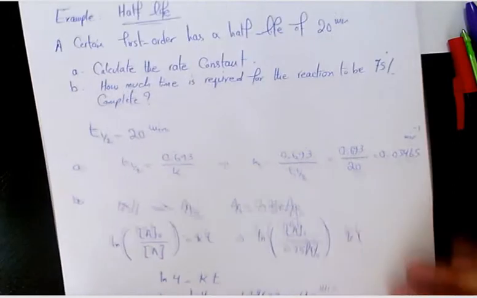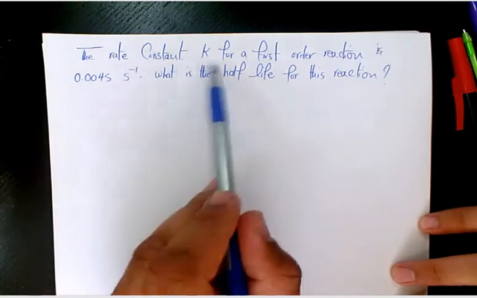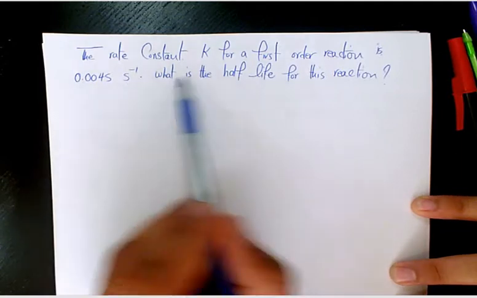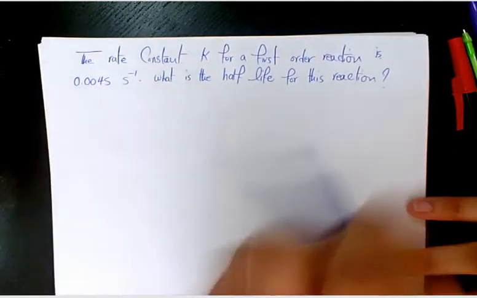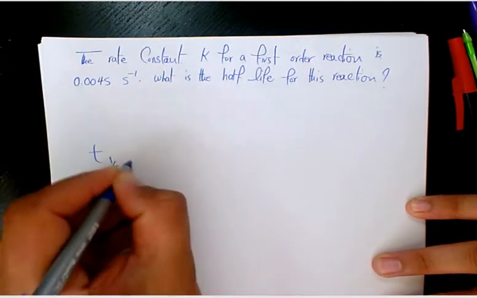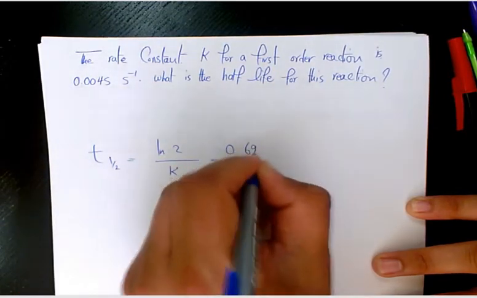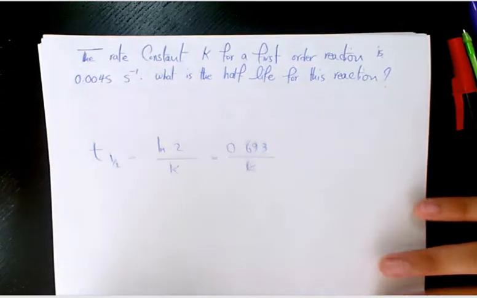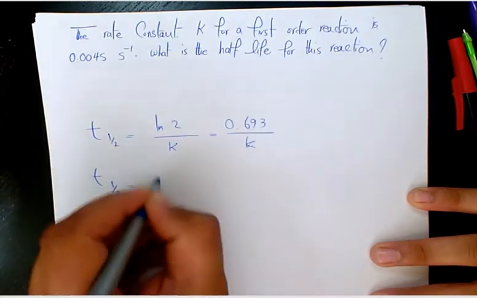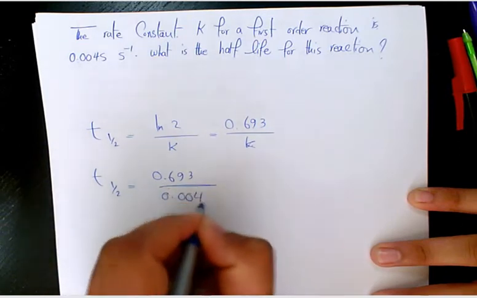Let's see another example. It says the rate constant K for the first order reaction is 0.0045 per second. What is the half-life time for this reaction? So since it's first order reaction, we need to write the formula again for half-life. T half equals ln 2 over K, or 0.693 over K. So the K is given, we just need to find out the half-life time. So it's going to be 0.693 divided by 0.0045.